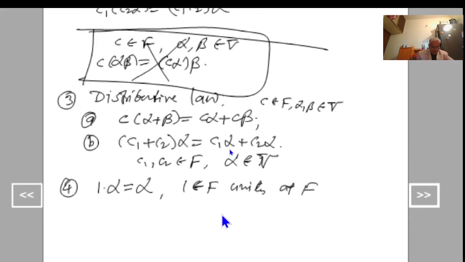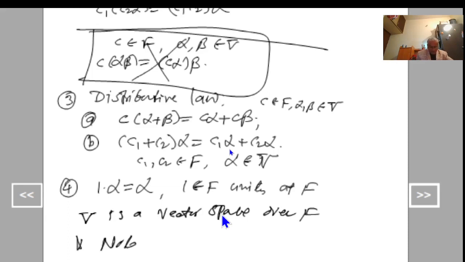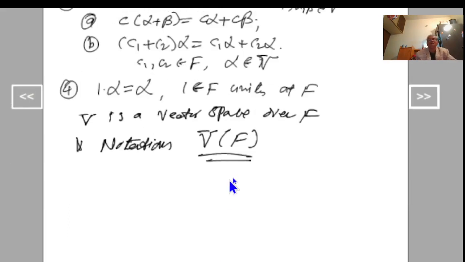So then we say that V is a vector space over F, and we denote it like this. The notation is V(F), that is, V is a vector space over the field F. This is the definition of a vector space.